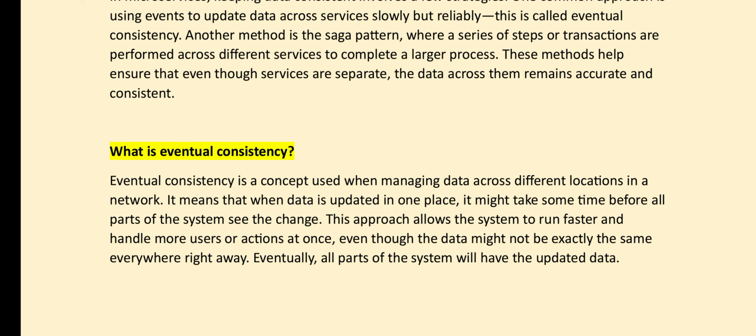What is eventual consistency? Eventual consistency is a concept used when managing data across different locations in a network. It means that when the data is updated in one place, it might take some time before all parts of the system see the change. This approach allows the system to run faster and handle more users or actions at once. Even though the data might not be exactly the same everywhere right away, eventually all parts of the system will have updated.